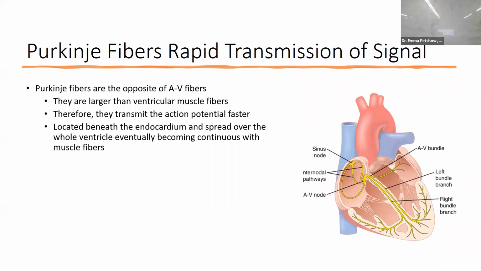And so once the signal gets through the AV node and AV bundle, it's going to simultaneously contact all components of the ventricle pretty much at the same time, which then leads to a synchronous ventricular contraction. If they didn't do this, you would have part of the ventricle contract before the other part of the ventricle. And that would not be an effective muscle or pumping system.